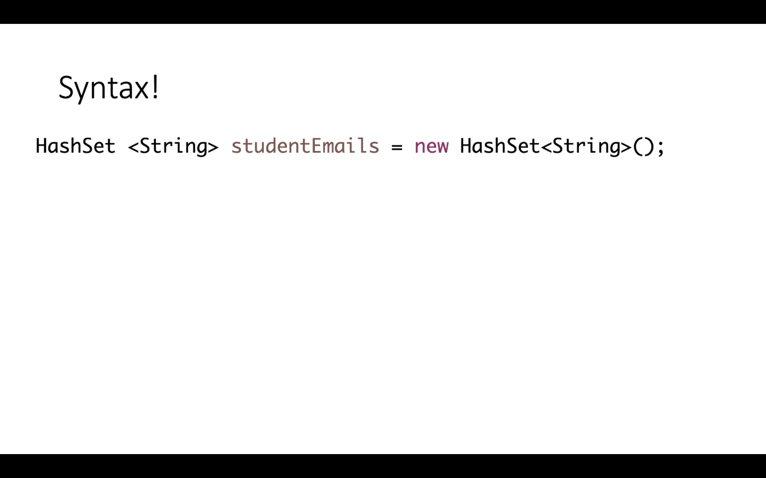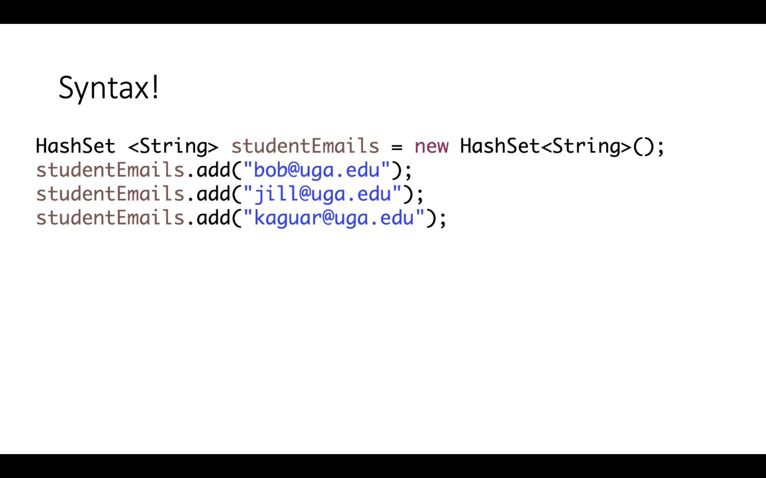So let's look at a brief example. If I wanted to store that collection of student emails that we discussed, then I'm going to store those as strings. Here's my syntax where I've created a new hash set. See that I said this hash set will contain strings, and I've named it studentEmails. Then if I wanted to add email addresses to it, I could use the HashSet's add method like so.